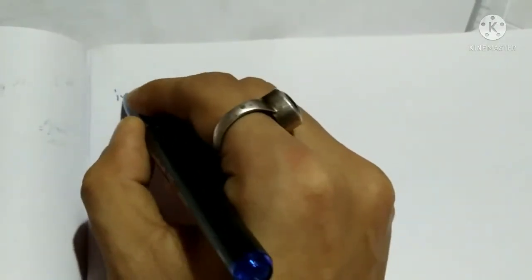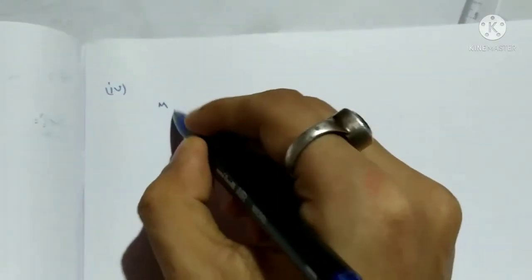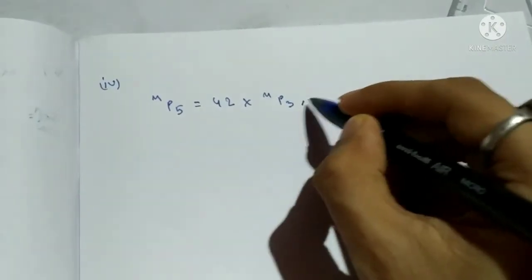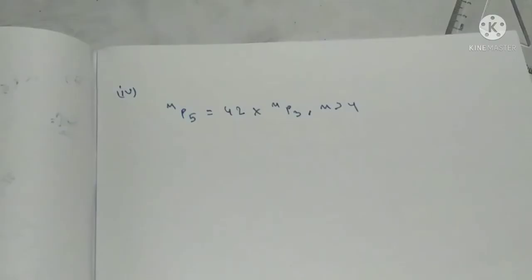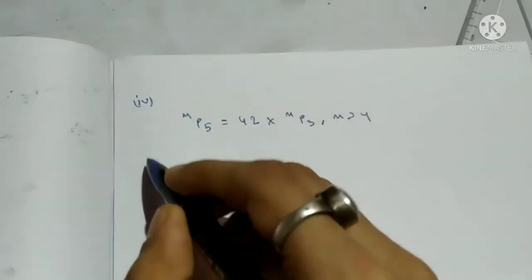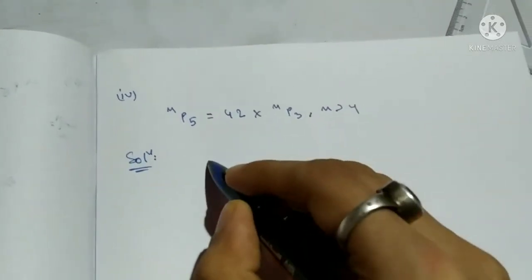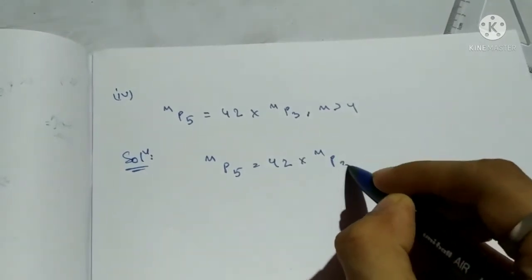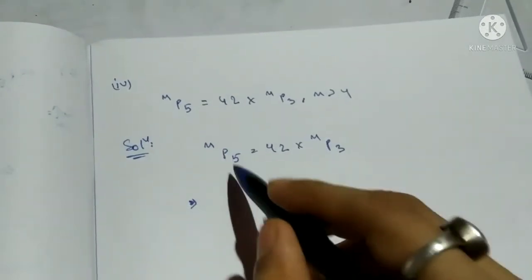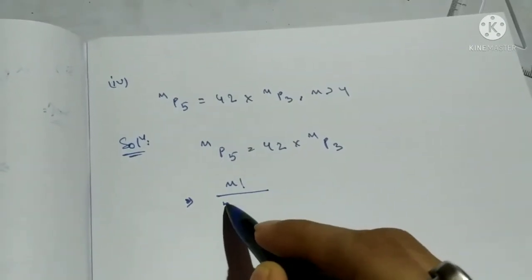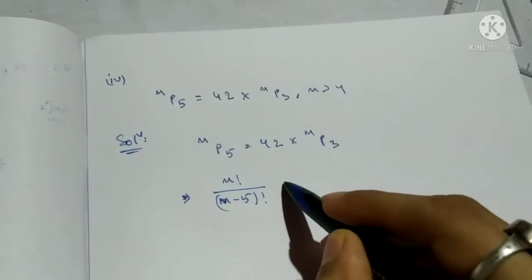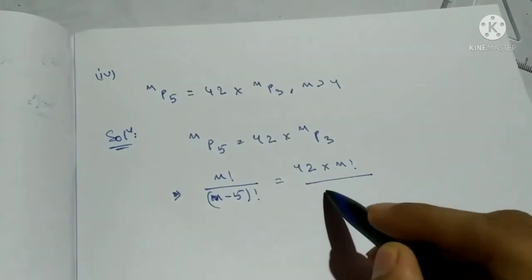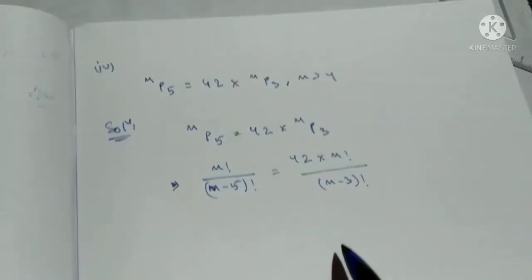Next we will do the last sum, which is number 4. nP5 equals 42 into nP3, n greater than 4. Okay, so this is our solution. nP5 equals 42 into nP3, given. So this I can write as n factorial by (n minus 5) factorial equals 42 into n factorial by (n minus 3) factorial.